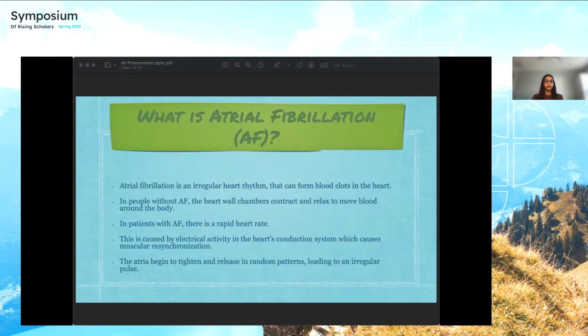It's an irregular heart rhythm that can form blood clots in the heart and disrupt necessary blood flow throughout the body. In a non-AF individual, a healthy heart pumps blood in a regular rhythm, with each chamber contracting and relaxing in sequence. However, in someone with AF, the heart's electrical system malfunctions and causes the upper chambers to beat out of sync with the rest of the heart. The atria tighten and release in random patterns, causing an irregular pulse. This results in a fast and irregular heartbeat, leading to symptoms such as chest pain, shortness of breath, dizziness, and nausea.